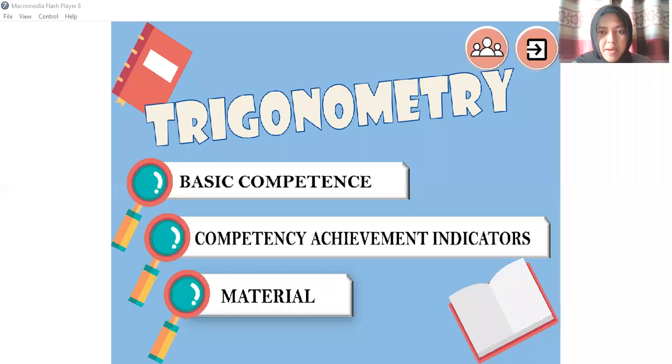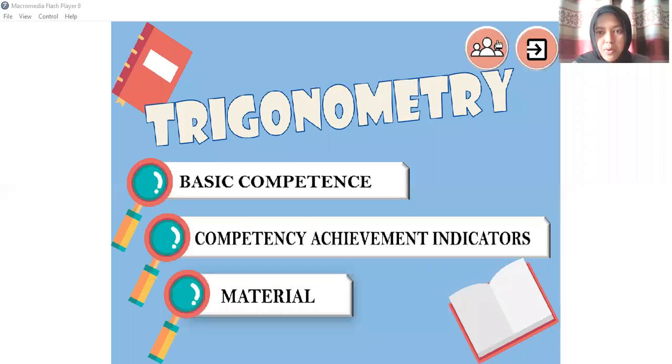Okay, today I want to explain about the Macromedia about the graph of trigonometric. Jadi kali ini saya bakal jelaskan media yang sudah saya buat, yaitu Macromedia, mengenai graph trigonometric, yaitu grafik pada trigonometri. Okay, this is my media.